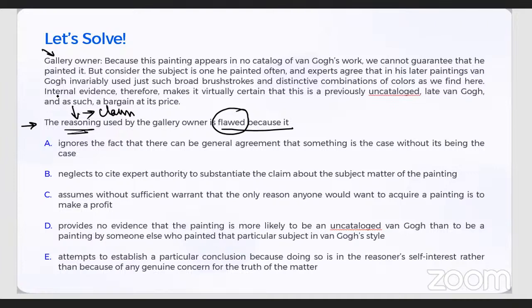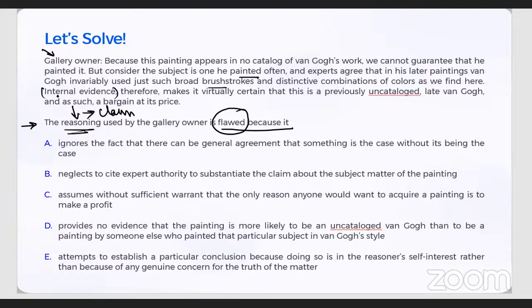Okay, let's just look at what information is presented. The gallery owner is arguing that the painting is likely a previously uncatalogued Van Gogh by pointing to a few key factors. First, he says that the subject matter is one that Van Gogh has painted. He also mentions that experts agree that the brush strokes and the color combinations in the painting are typical of Van Gogh's later work. And lastly, the owner says that the internal evidence is strongly supporting the conclusion that the painting is an authentic Van Gogh. This is the information that has been presented.